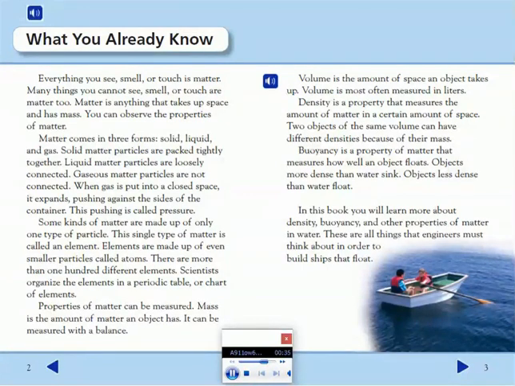In this book you will learn more about density, buoyancy, and other properties of matter in water. These are all things that engineers must think about in order to build ships that float.